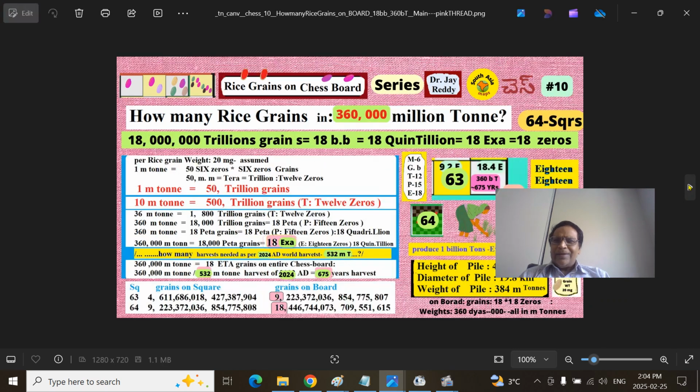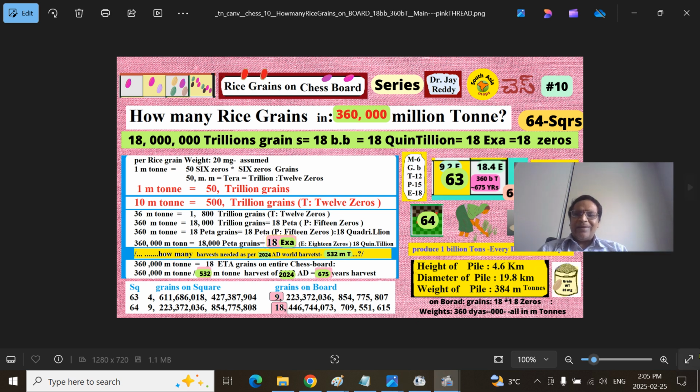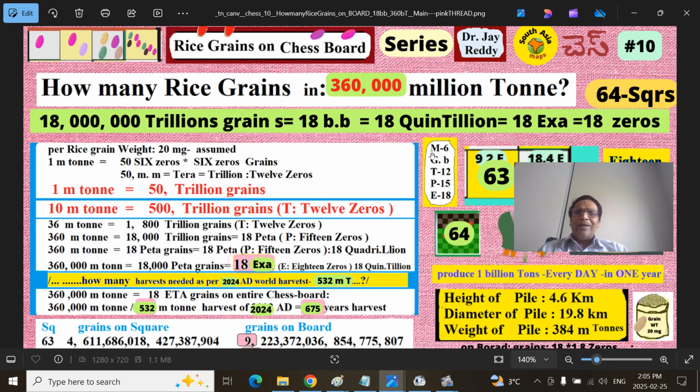This is the same thing. The 64th square, the entire chessboard. How many trillions of grains does it have? The weightage is 360,000 million tons. These are the number of grains: 18 quintillion, or 18 hexa. Remember, the standard units we always talked about: million, giga, mega, tera, peta, and hexa. That is what we'll discuss in the next presentation.